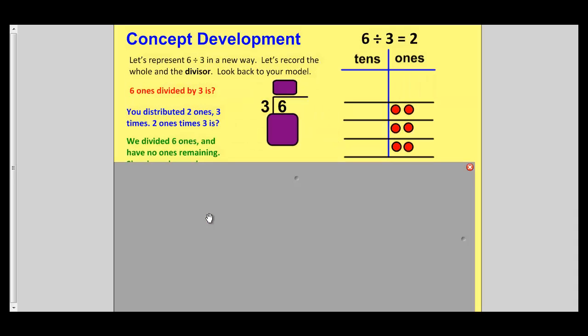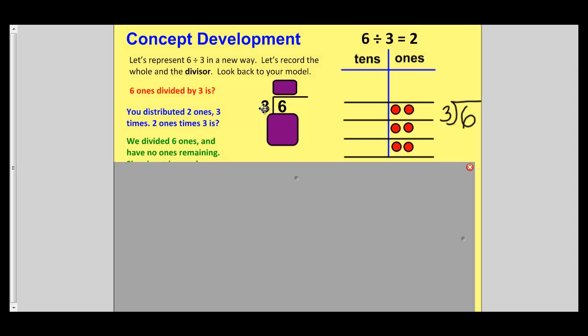All right, now let's talk about what this would look like using standard algorithm. You're going to see right here, this is an example of what standard algorithm looks like. Sometimes you may see the division bar look a little different. I'm going to write over here to the side. I've seen it look like this. A lot of times I tend to write mine like this. And what that means is 6 divided by 3.